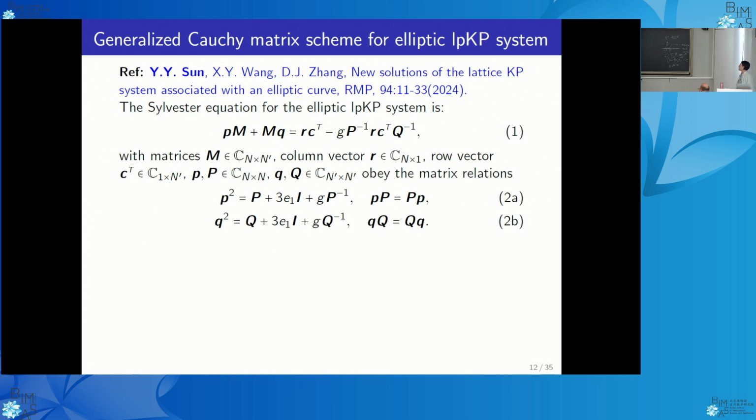For the elliptic lattice potential KP or KdV systems, we also employ this method by starting from a Sylvester equation written in this form. We can see here it's more complex than the usual, or the rational, case. So here, M is the unknown matrix. P and Q, big P and big Q, are known and satisfy matrix relations too.